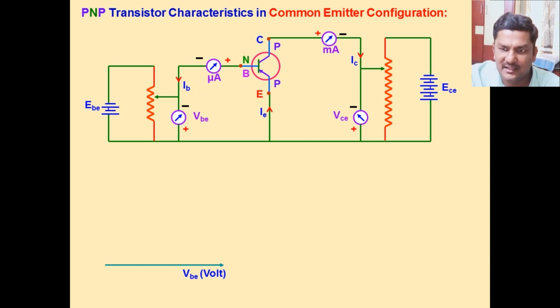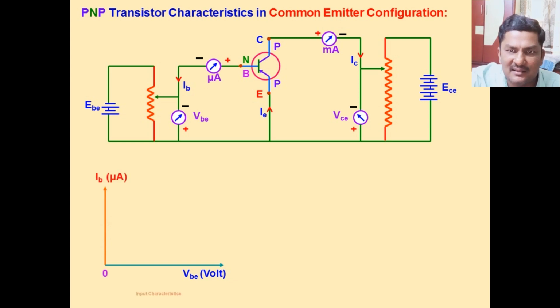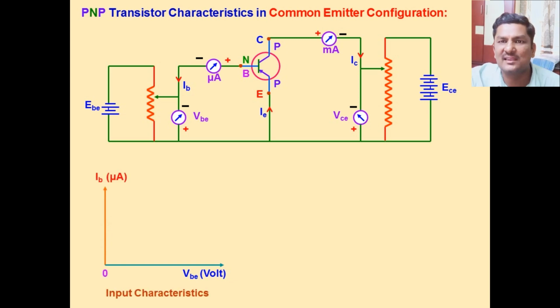To read the input characteristics of a transistor, we have to maintain VCE at a fixed value. So ammeter and voltmeter. In ammeter we can measure the current. The device which can be used to measure the electric current is nothing but ammeter, and the device which can measure potential difference is nothing but voltmeter.